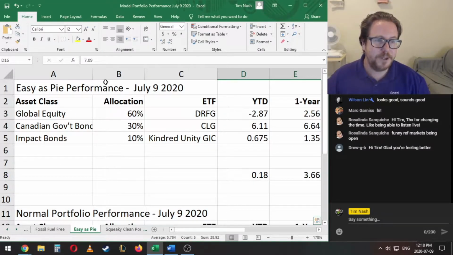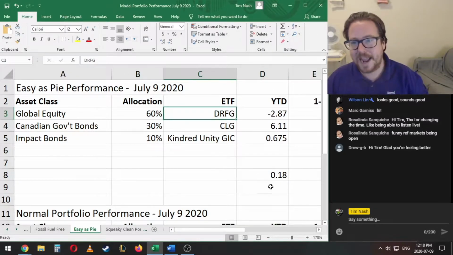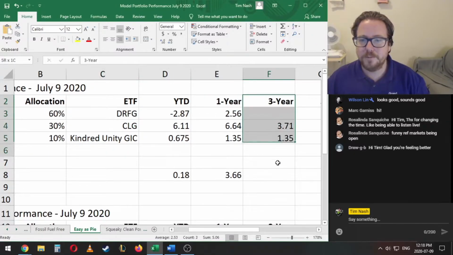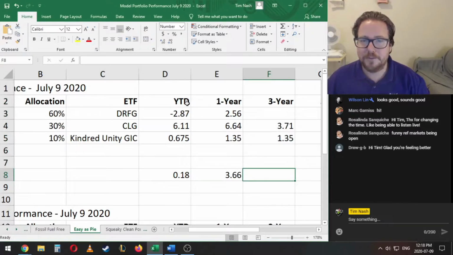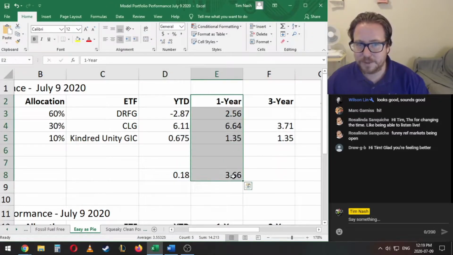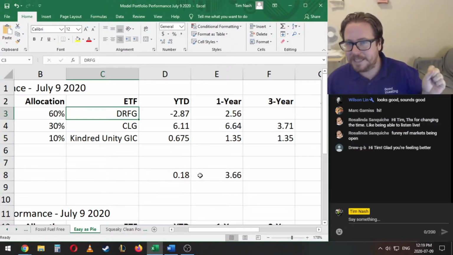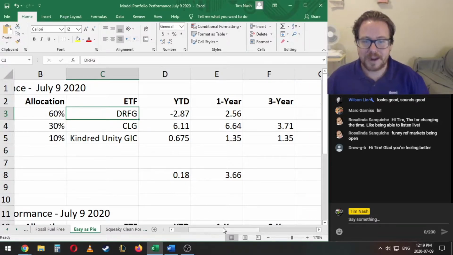So this is a bit of a newer one. You can see here I've got this DRFG, which is the Desjardins Fossil Fuel Reserves Free ETF. Now, we don't really get much track record here, so I've really only got year to date and the 1 year performance. This one has been around for probably about a year and a half, so it'll be exciting to track it once we have a longer track record on it.